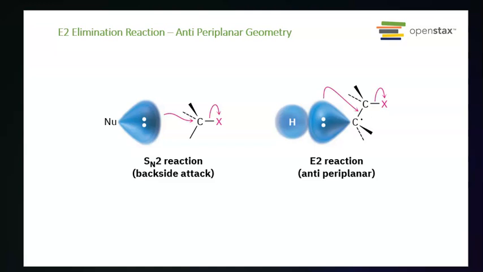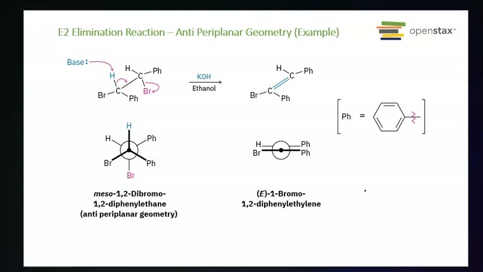Okay, now we can look at examples of how this anti-periplanar geometry can have implications on the formation of the product. So look at this example here. We have a meso 1,2-dibromo-1,2-diphenylethane, and this one has an anti-periplanar geometry. The hydrogen and the bromine are on opposite sides of the molecule. The base removes the proton, formation of the double bond happens simultaneously, and then the leaving group leaves. This results in the formation of an E alkene.